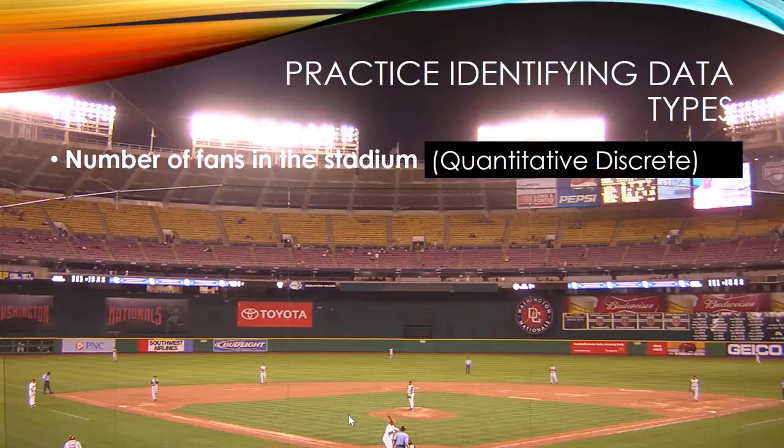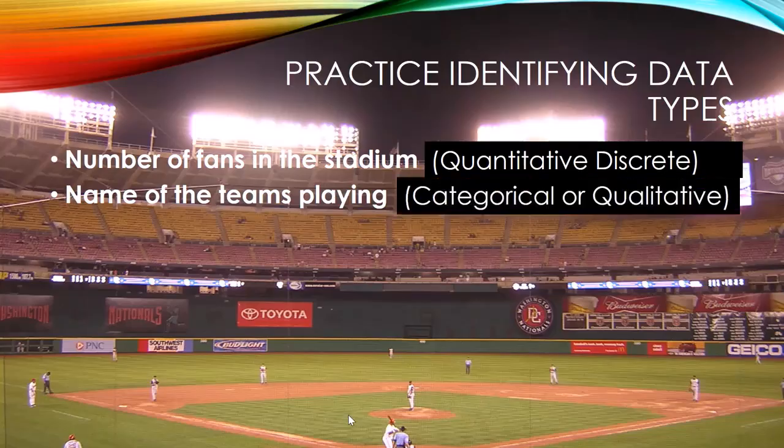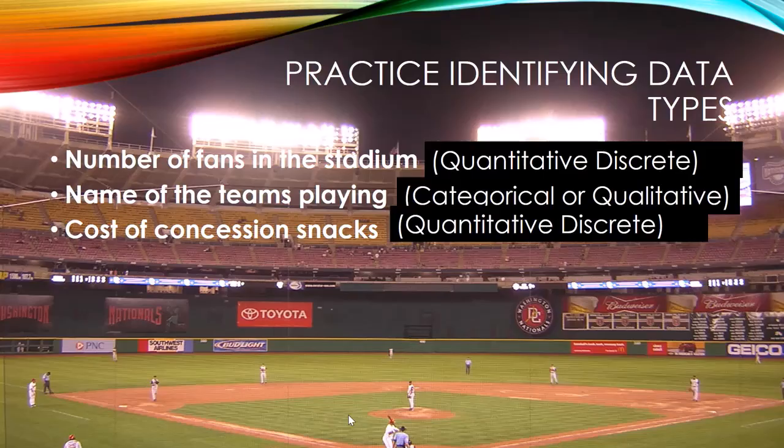If you said it was quantitative discrete, that is correct. Again, we can't have half a person. That doesn't make sense. Next one, the names of the teams who are playing each other in the game. So pause the video, write down your answer. Okay, and if you said categorical or qualitative, you were correct. How about the cost of the concession snacks that are for sale? Is that a label, a count, or a measure? Okay, it is a count, which means that it is quantitative discrete.